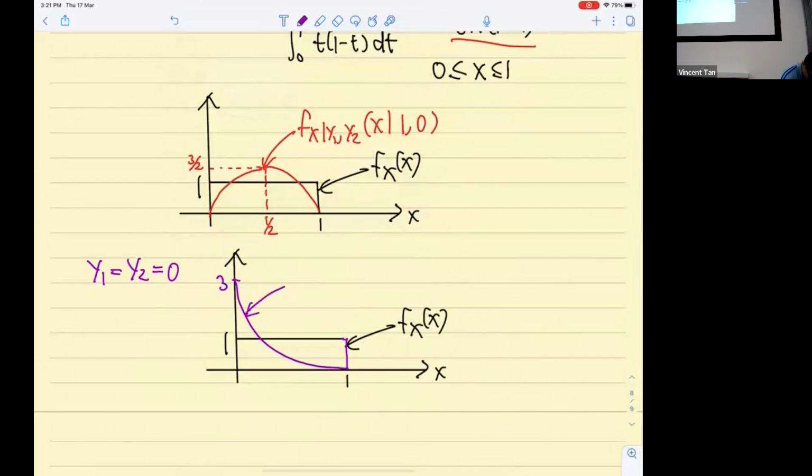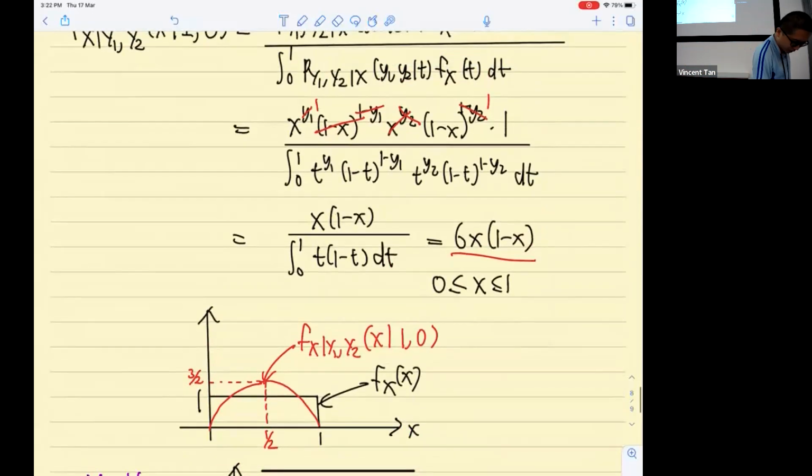This is f of x given y1, y2, x given 0, 0. So we believe that x is actually concentrated close to 0, but we're not discounting the possibility that x is still close to 1. It's just that we push the belief to the left-hand side. Can you do this calculation by yourself? It's the same thing. You just have to notice which part gets killed here. Is that clear?